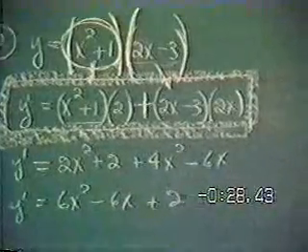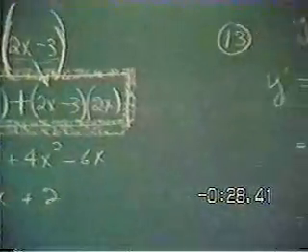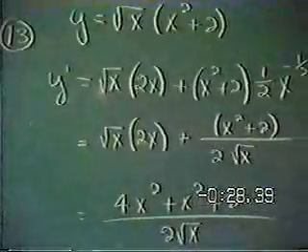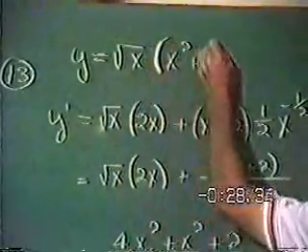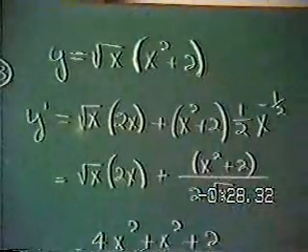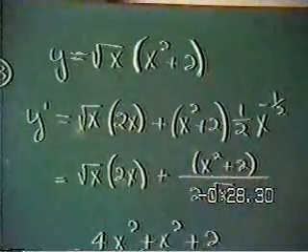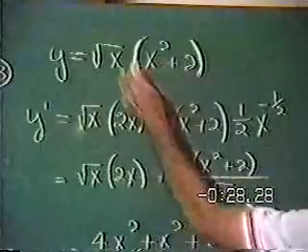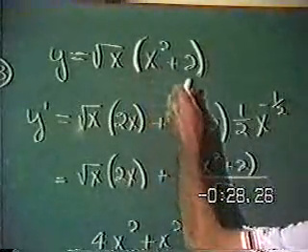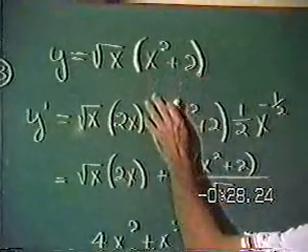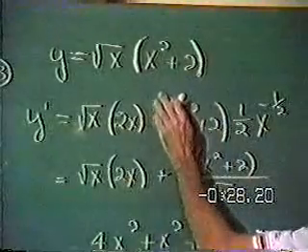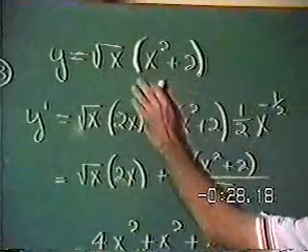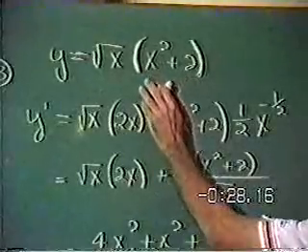Okay, let's go down to example 13. Example 13 has y equals the square root of x times the quantity x squared plus 2. Now I realize that on this problem you could multiply it out just like the other one and get the same answer. The reason I'm doing this example is to get across the product rule. Not saying this is necessarily the best way to do these, but just to get across the concept of the product rule.